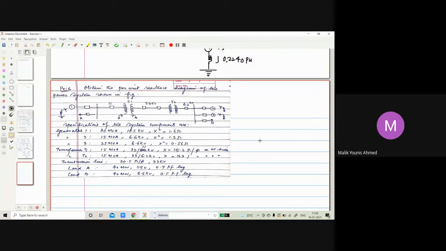Loads too have to be represented. We can represent loads either as a parallel combination of resistance and reactance, or as a series combination also. So let's move to this problem.